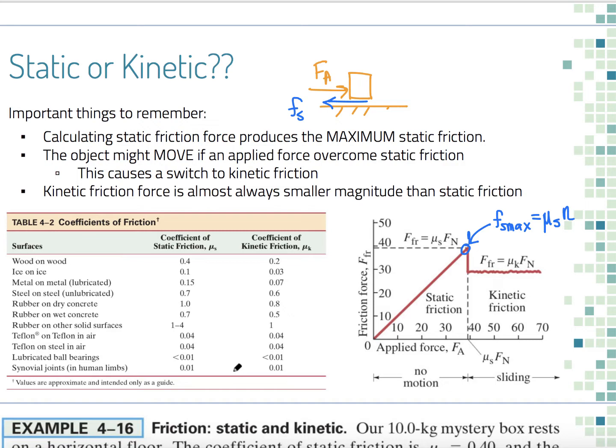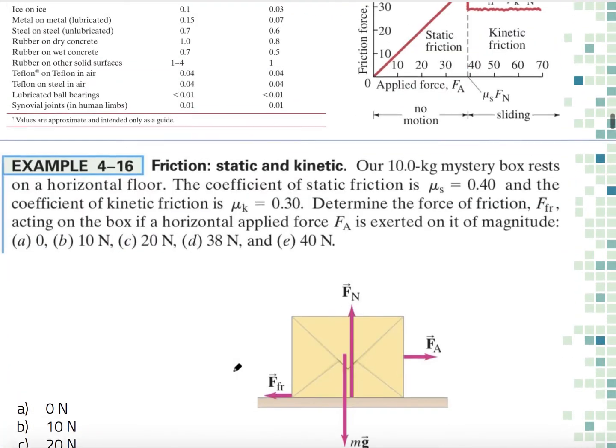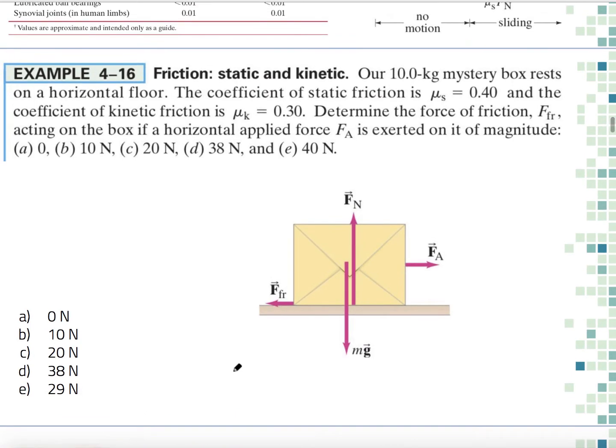So going on, let's actually take a look at static and kinetic friction in a situation here. So I have this box. It is a 10 kilogram box. I'm going to go ahead and draw a free body diagram for it. I'm going to draw it up here on the right. So I have mg acting downward. I have a normal force acting upward. I have an applied force to the right, and I have a friction force to the left.